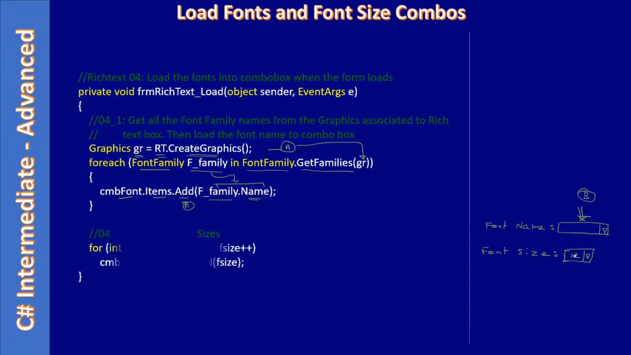Next we need to load this, and it's simply a for loop, and we are starting that loop with 7 less than 73. That means our combo box will have preset numbers 7 to 72. So this is our combo box C, and here we are adding the font sizes. So now font name and font size is available, and this is done during the form load itself.